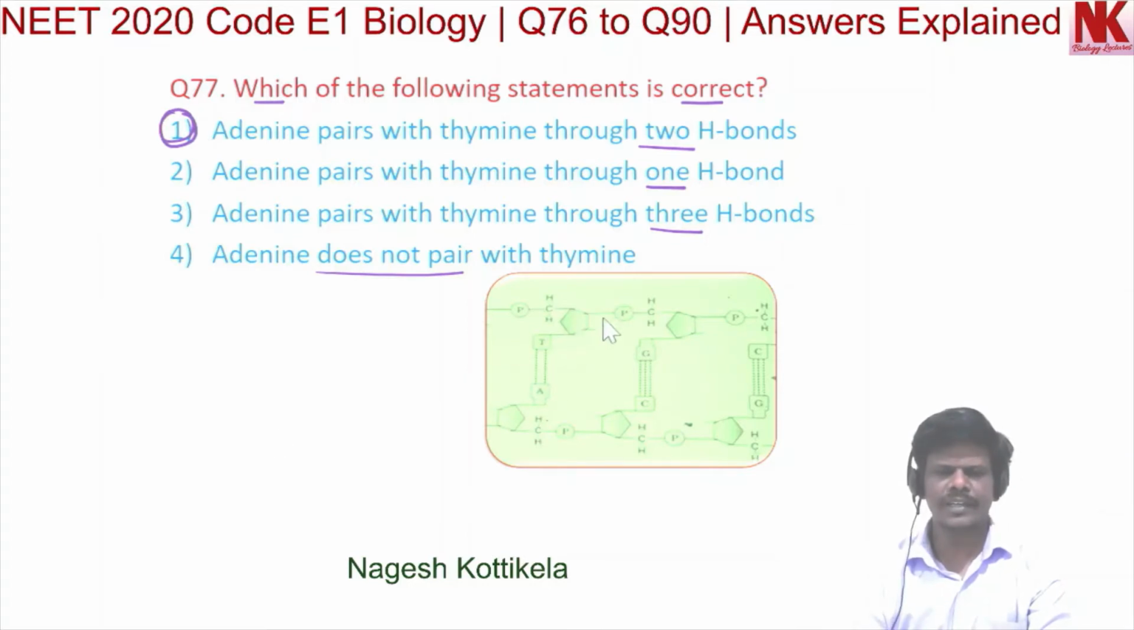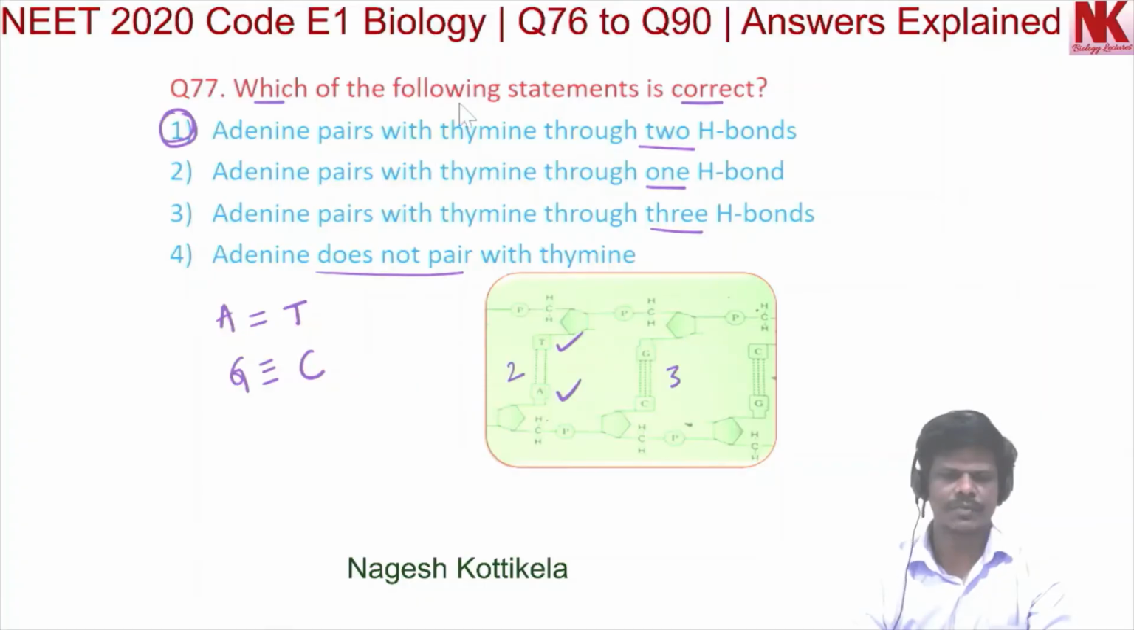You can see here the picture. Adenine pairs with thymine with the help of 2 hydrogen bonds, and guanine pairs with cytosine with 3 hydrogen bonds. Here adenine is pairing with thymine with 2 hydrogen bonds. Here guanine is pairing with cytosine with 3 hydrogen bonds. As the question is about adenine and thymine, adenine pairs with thymine with 2 hydrogen bonds. The first option is the more appropriate option.